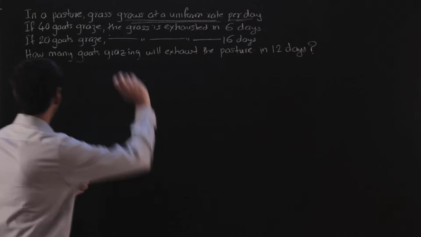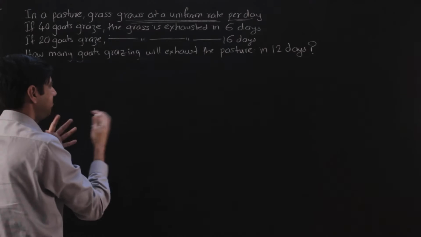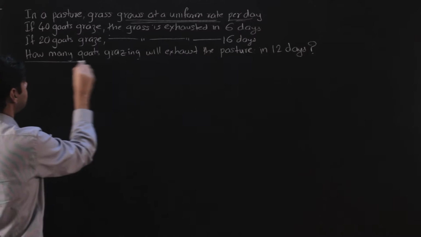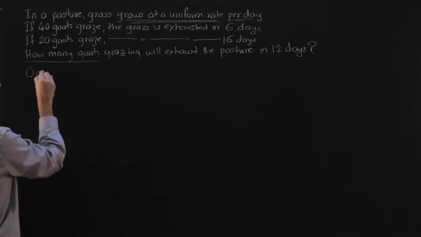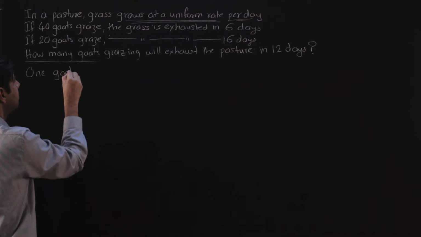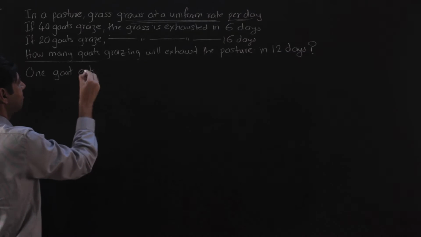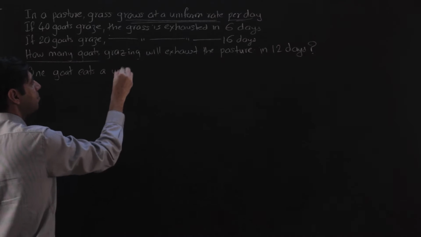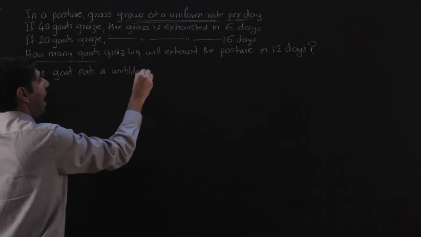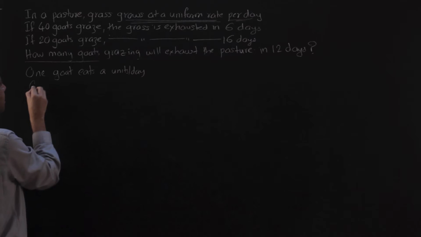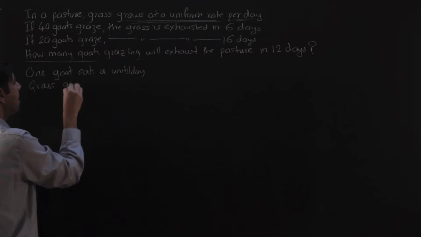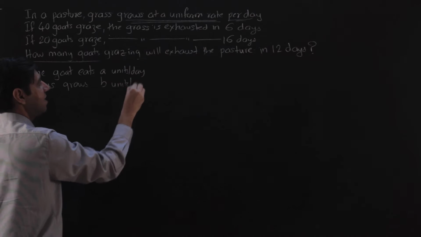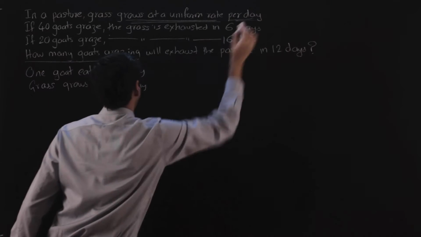Let's start by defining the variables and constants that will be used. So let's say one goat eats, instead of graze, let me just use eats, A units per day. And grass is growing, so let's say grass grows at the rate of B units per day, right? It is a per day rate.